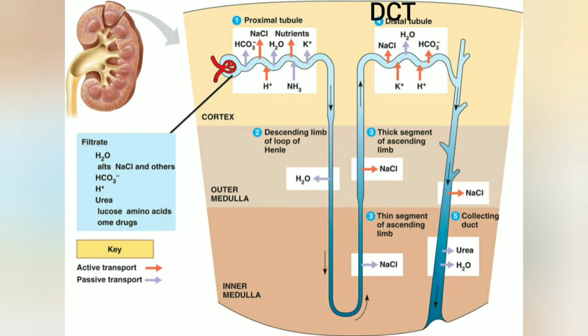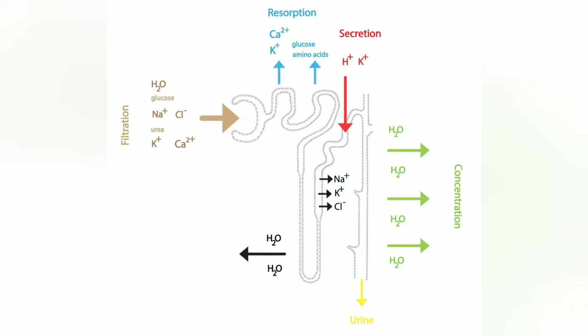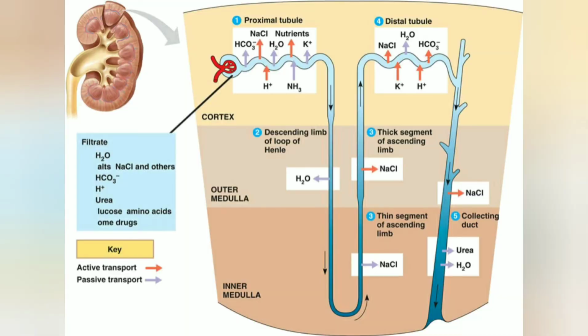Now the cells of DCT and collecting tubule actively absorb waste like creatinine and ions. Certain ions, for example potassium ion, hydrogen ion, etc., from the peritubular capillaries are secreted into the lumen of DCT and collecting tubule. So this process is called augmentation. Here the concentration of urine is increased and it changes the pH of urine from alkaline to acidic.